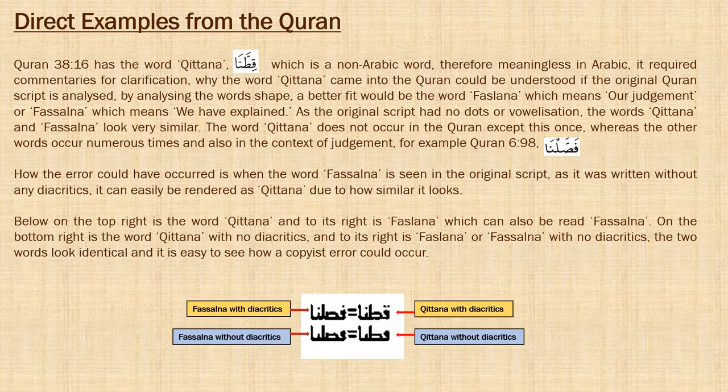The same word can easily be rendered as qittana due to how similar it looks without any diacritics, as the original Quran was written in. Below on the top right is the word qittana with diacritics, and to its right is faslana, which can also be read fassalna. On the bottom right is the word qittana with no diacritics, and to its right is faslana or fassalna with no diacritics. The words look identical, and it is easy to see how a copyist error could occur.